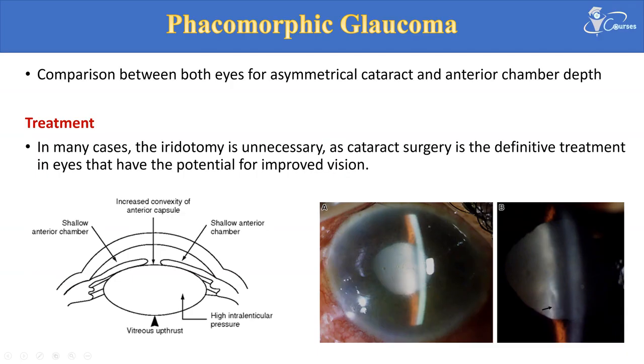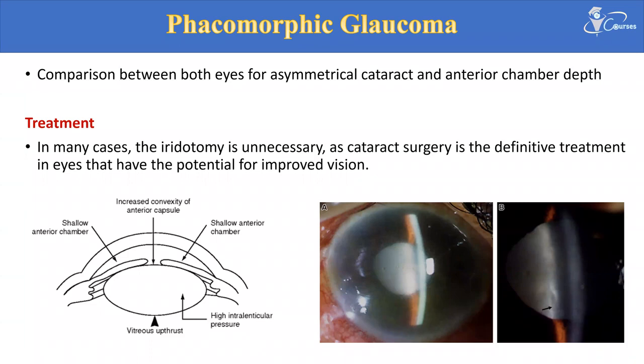Why should we do iridotomy if the patient should eventually receive cataract surgery? The treatment here is the cataract removal, while the PI will be unnecessary because it is a temporary measure. So cataract surgery is the definitive management, in the eyes that have potential for improved vision.